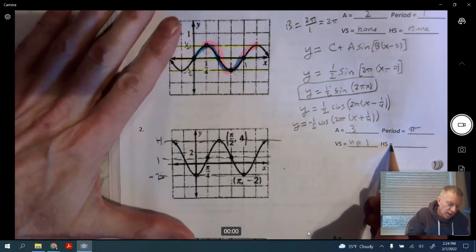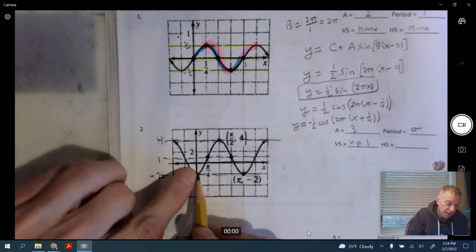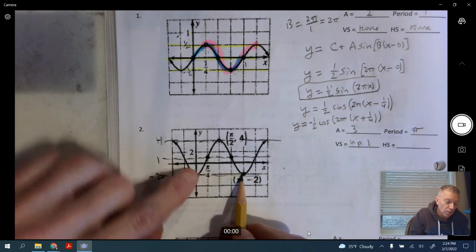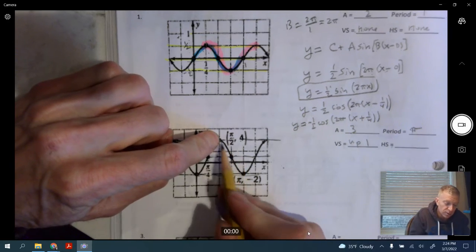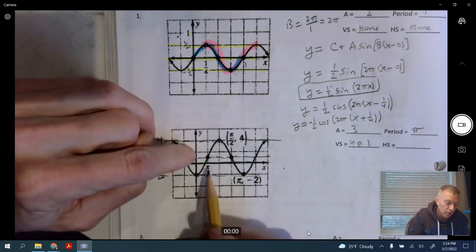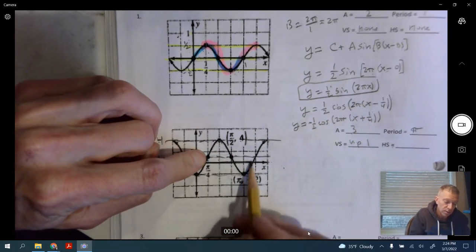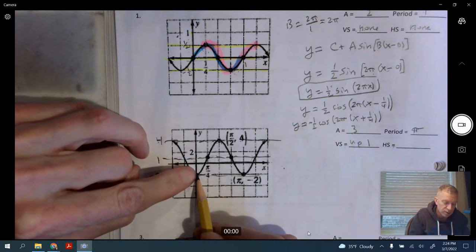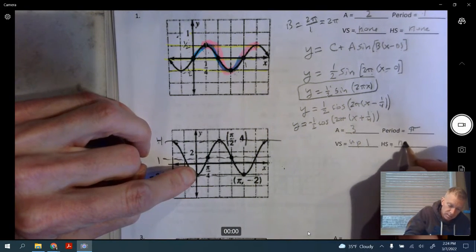Horizontal shift: I could do none and start here and make it an upside down cosine graph. Or you could shift right pi over 2 and do a positive cosine graph. Or you could shift right pi over 4 and do a positive sine graph. I'm going to just start here. I'm going to say none.